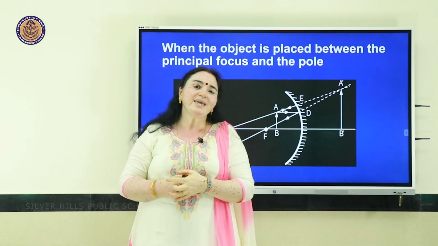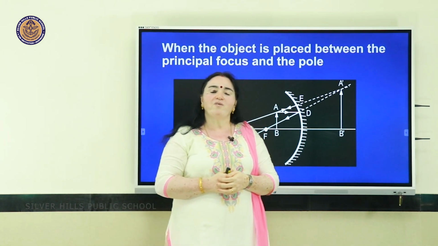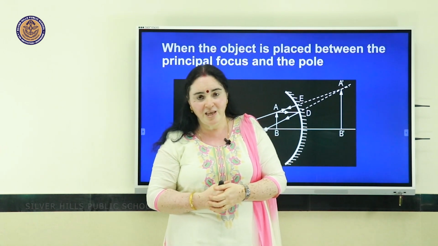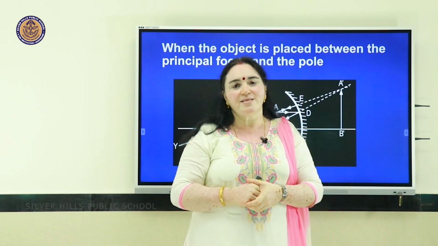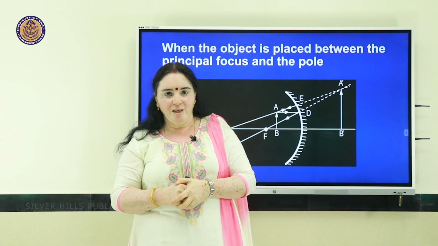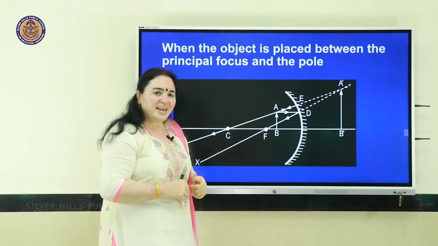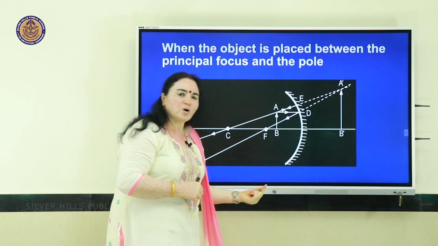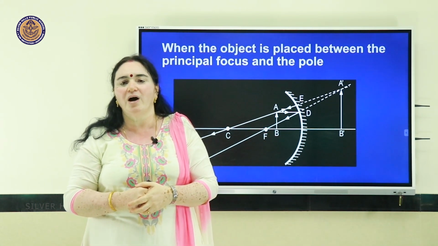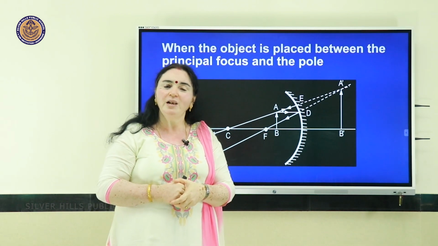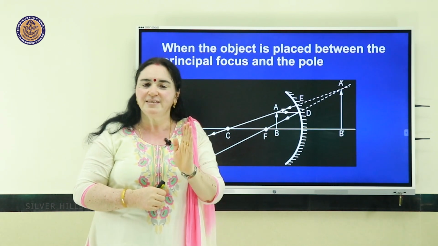This is the only case in a concave mirror where you get a virtual image. And the image so obtained is also enlarged, or we can say magnified. So when the object is placed between the pole and the focus of a concave mirror, that is the only position in which you are able to get a virtual, upright or erect image.